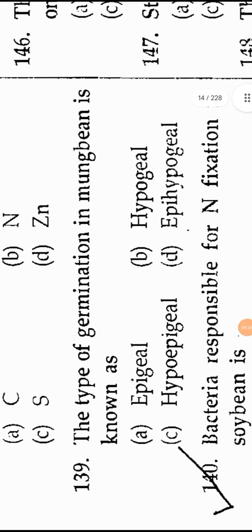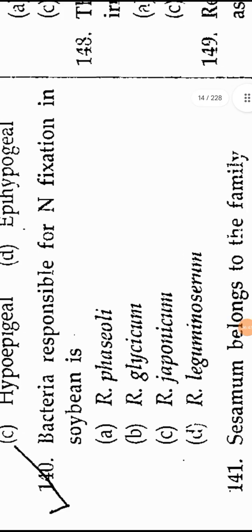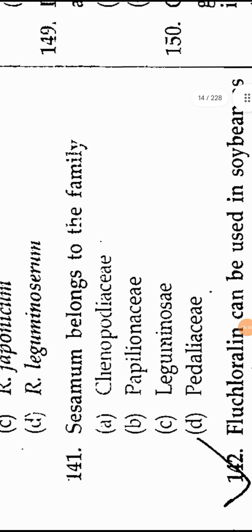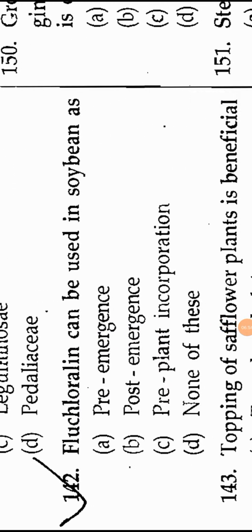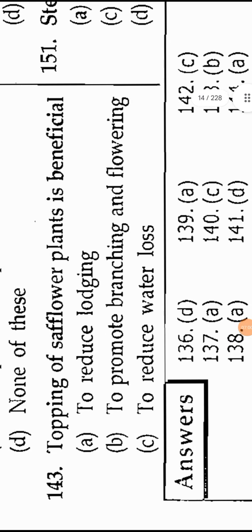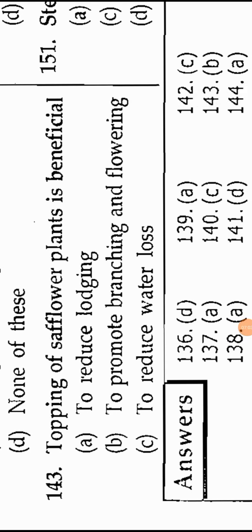The type of germination in mung bean is epigeal. Bacteria responsible for nitrogen fixation in soybean is Rhizobium japonicum. Sesamum belongs to the family Pedaliaceae. Fluchloralin can be used in soybean as pre-plant incorporation. The topping of the safflower plant is beneficial to promote branching and flowering. Delinting of cotton seed may be done with sulfuric acid.